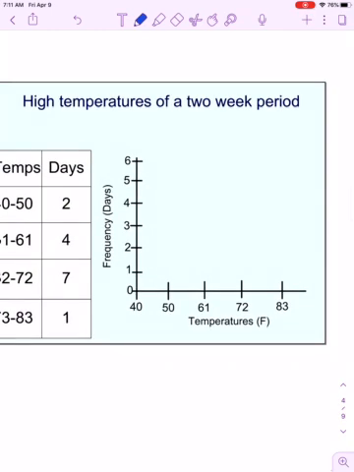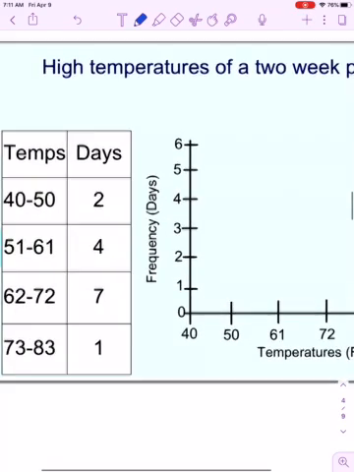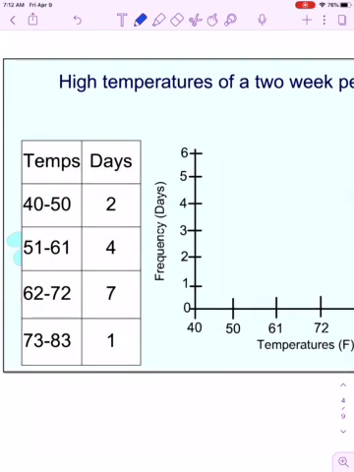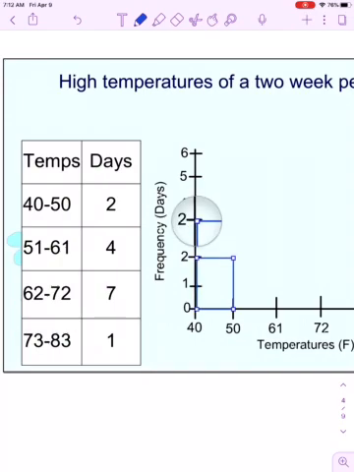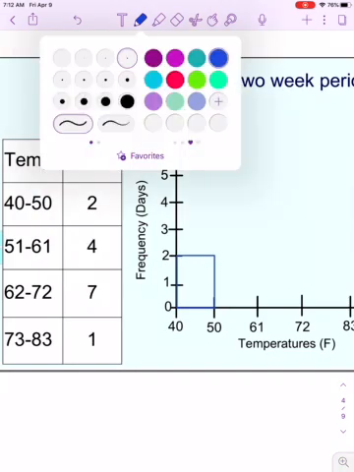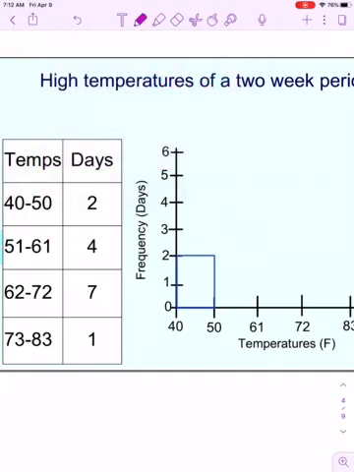And then the graph has already been made for you, so all we have to do is take these bars up to our frequencies. Our first frequency from 40 to 50 is 2. Oops, that was bad. So from 40 to 50, I go up to 2. Then you can change colors if you want. You don't have to do every bar in a different color. 51 and 61 is 4, so I take it up to 4.